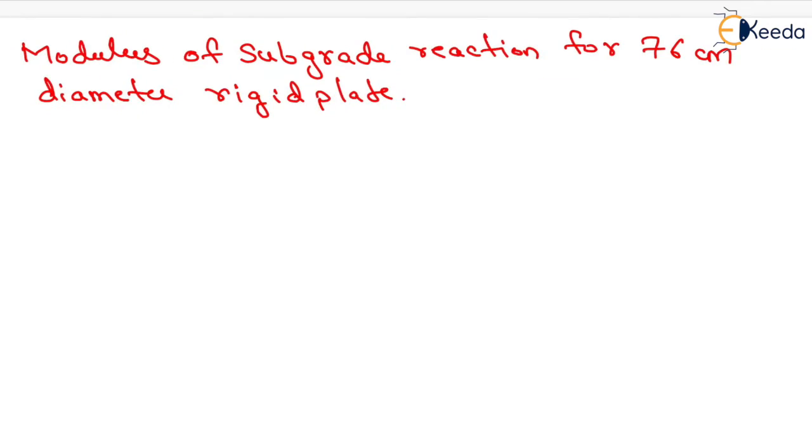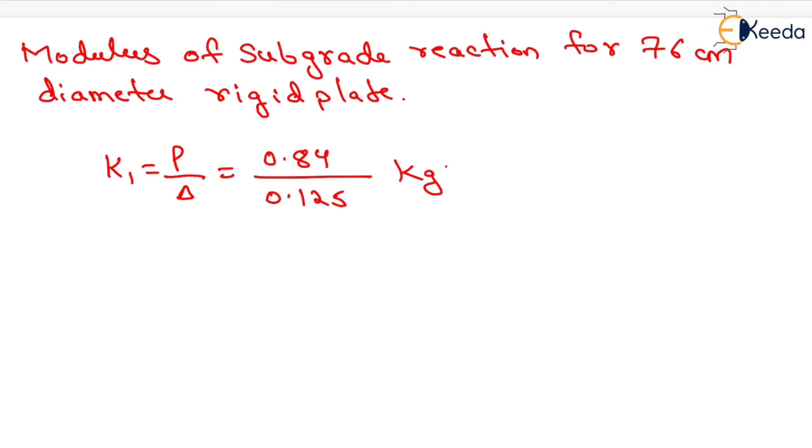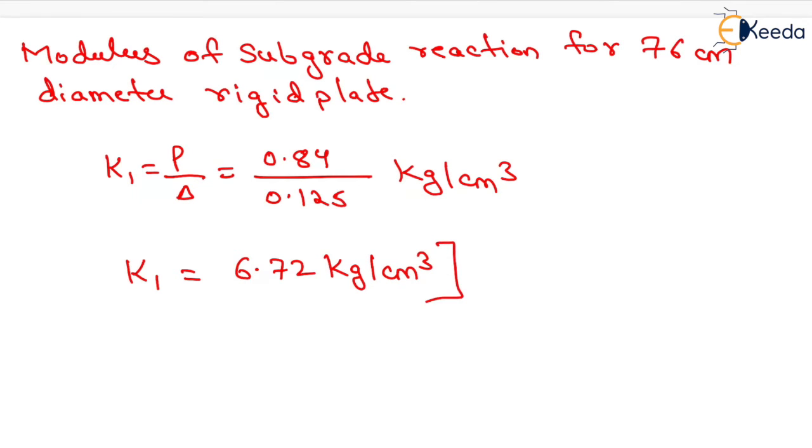Now the modulus of subgrade reaction for the 76 cm diameter rigid plate is calculated as K1 equals P by delta. The value of P is given as 0.84 and the value of delta is given as 0.125, and the unit will be in kg per centimeter cube. After solving this, we will have the value of K1 equals 6.72 kg per centimeter cube. That will be the value of K1.